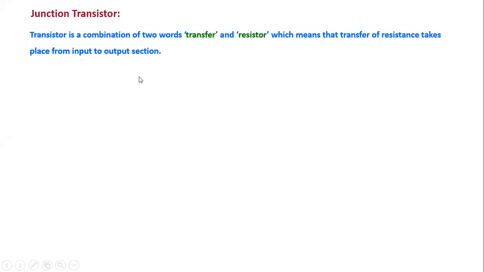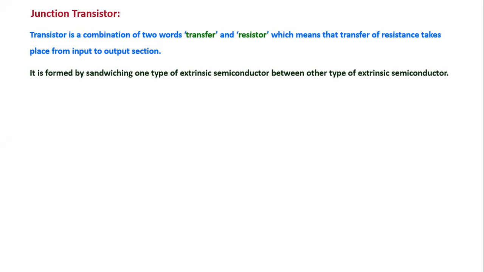Dear student, in this session we start a new article: junction transistor, or simply transistor. First thing is, what is a transistor? Transistor is the combination of two words, transfer and resistor, which means that transfer of resistance takes place from the input to the output section. It is formed by sandwiching one type of extrinsic semiconductor between the other two of the other type of extrinsic semiconductor.